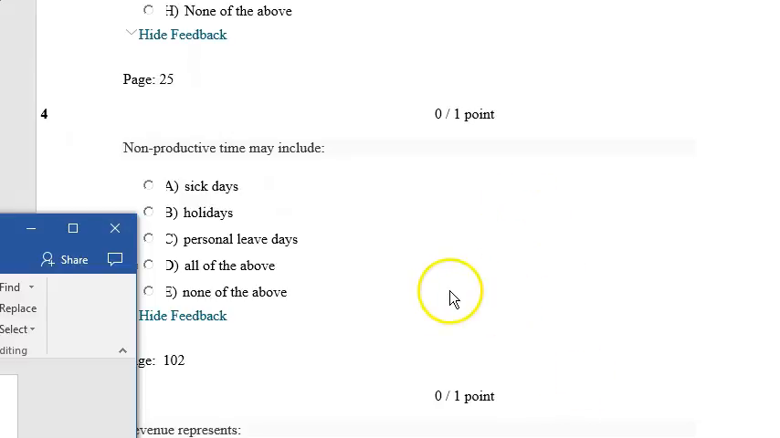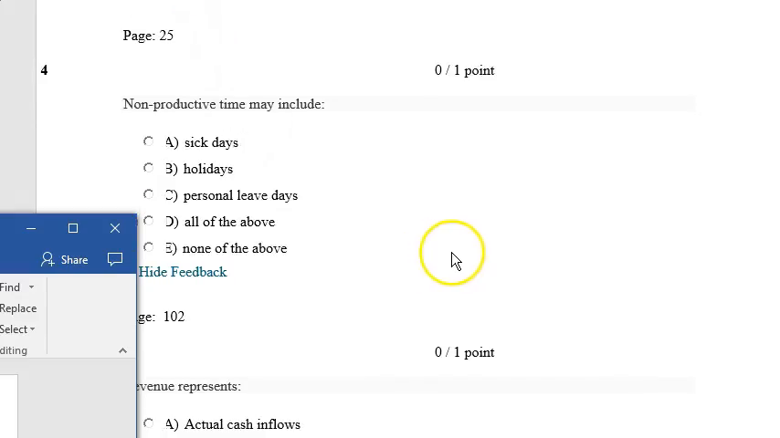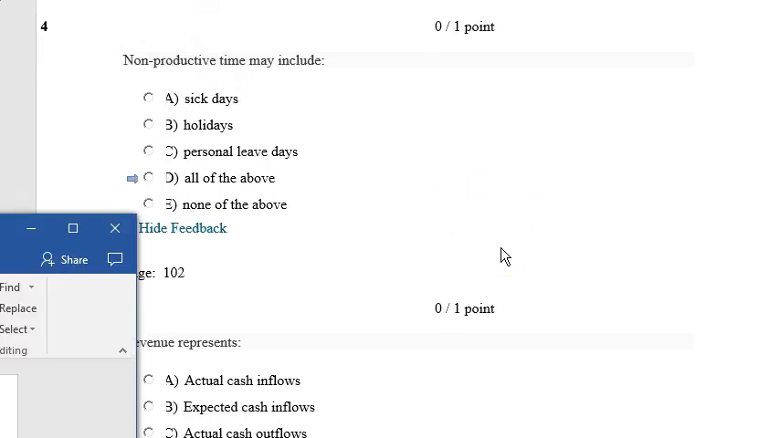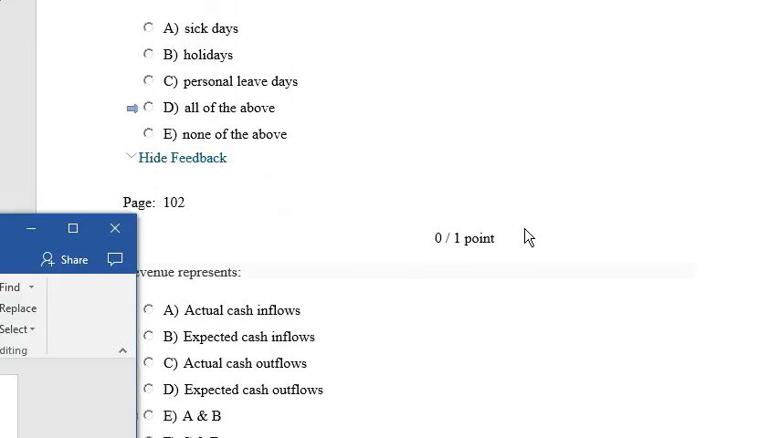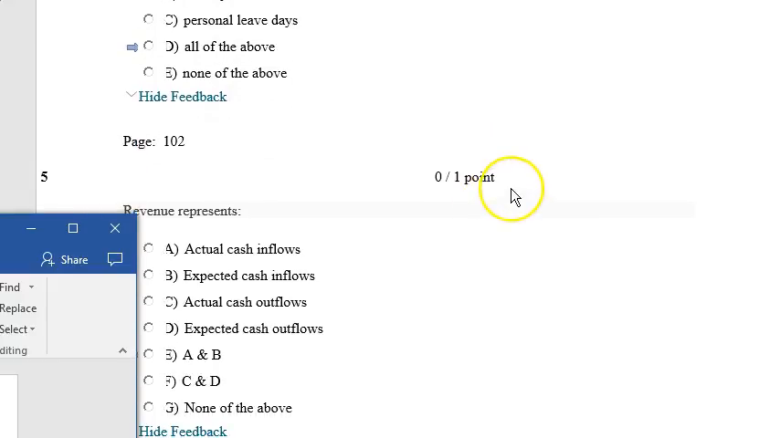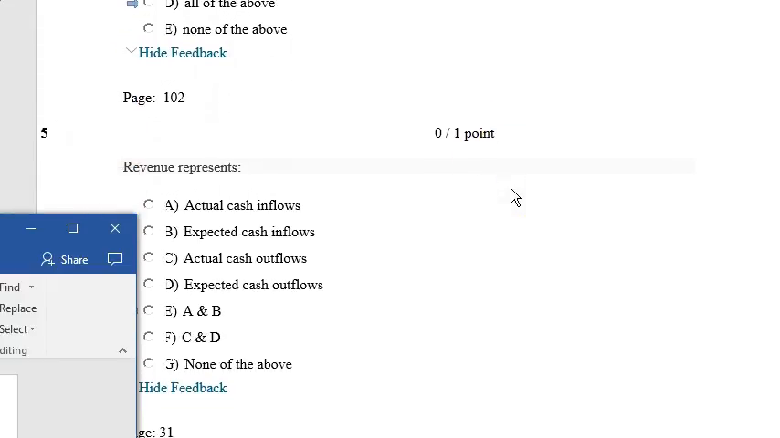So as you're going through there, non-productive time may include either sick days, holidays, personal leave days, all of the above, or none of the above. Well, if you look at all of that as far as non-productive time, sick, holidays, personal leave days, all of those are non-productive time. Found on page 102.